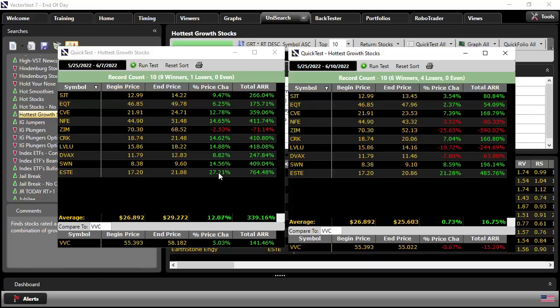But on the pullback in the market, we see that we saw our 9 winners turn into 6 winners. ZIM pulled back 25%. LVLU pulled back 10%. So pretty big swings, and that's part of the volatility that makes living through bear markets such a dream. So yes, a little sarcasm there, my apologies. But the key here is there is great potential if I can manage that pullback.